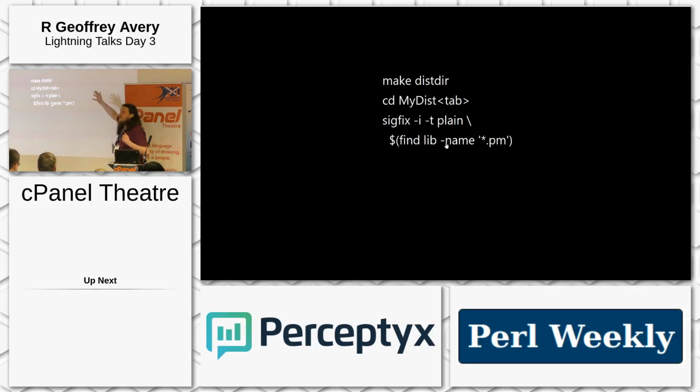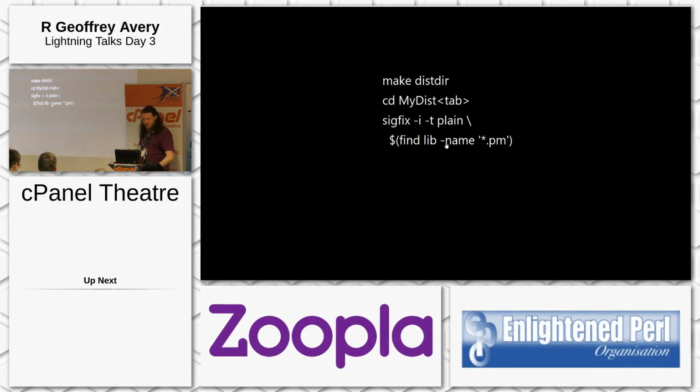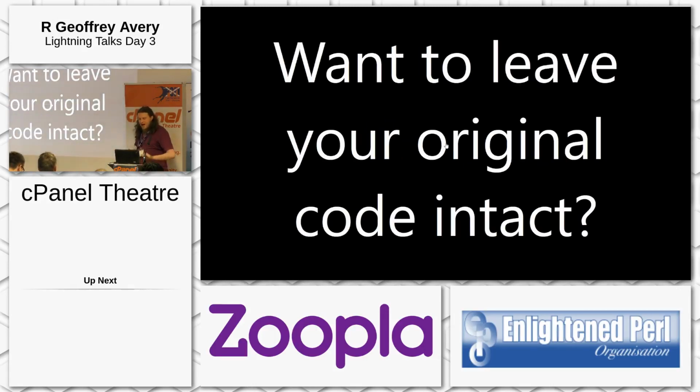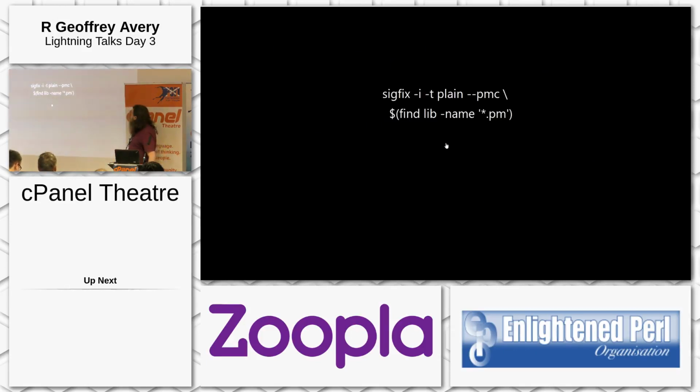Then get your distribution built first and then tell it to plain and it will turn it into our underscore unrolling. You can drop the -i to see the output first to be able to see what it's actually going to generate. And if you want to leave your original code intact, then if you pass it the --PMC option, it writes a PMC file next to the .pm instead of overwriting the .pm.